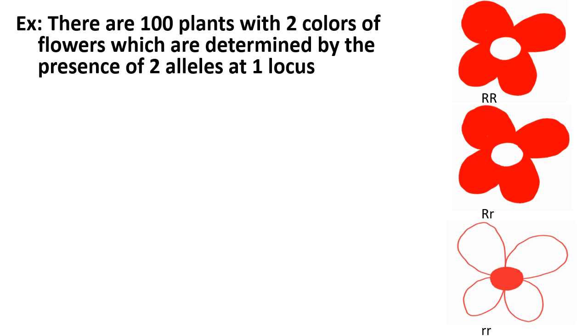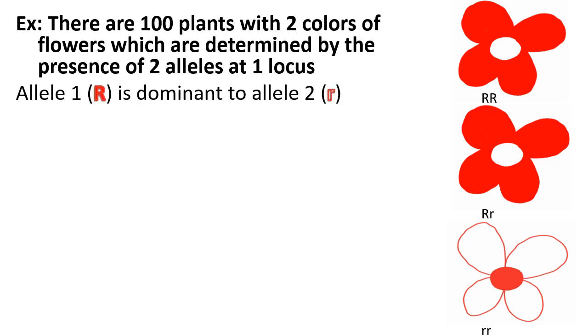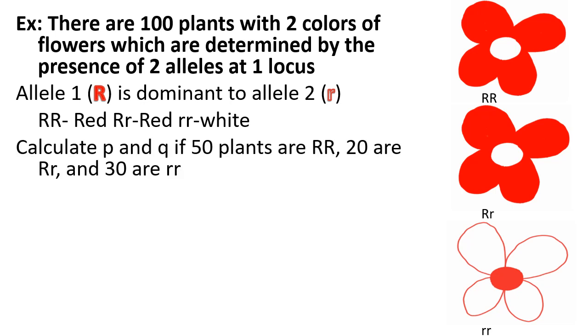So an example: if there are 100 plants with two colors of flowers, which are determined by the presence of two alleles at one locus, this is the way it breaks down. A homozygous dominant is big R, so allele 1 is dominant to allele 2. Our heterozygous is also red, and our homozygous recessive is white. So what is p and q if 50 plants are big R big R, 20 are big R little r, and 30 are little r little r?